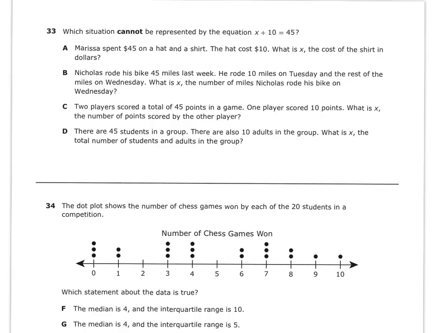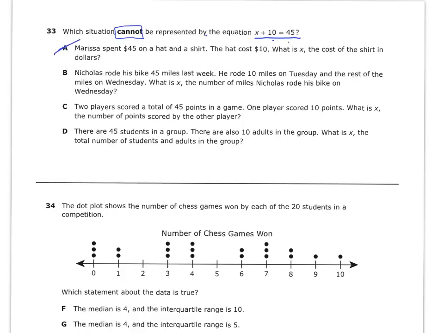Okay, so question 33. Which situation cannot be represented by the equation x plus 10 equals 45? Okay, so cannot. So that means 3 of these will be able to. Marissa spent $45 on a hat and a shirt. The hat costs 10. What is x? The cost of the shirt in dollars. Okay, that one would work because this would be your total. This was the hat, and that would be the shirt.